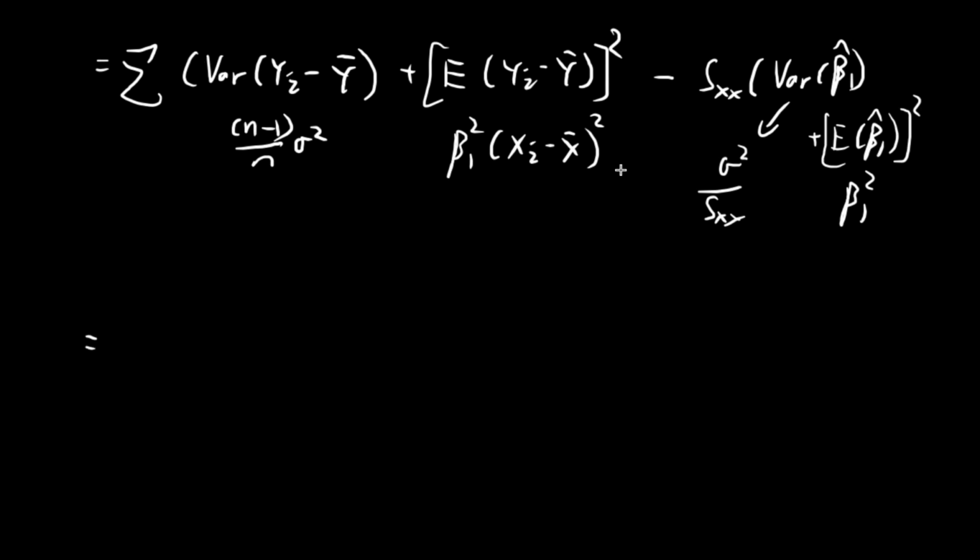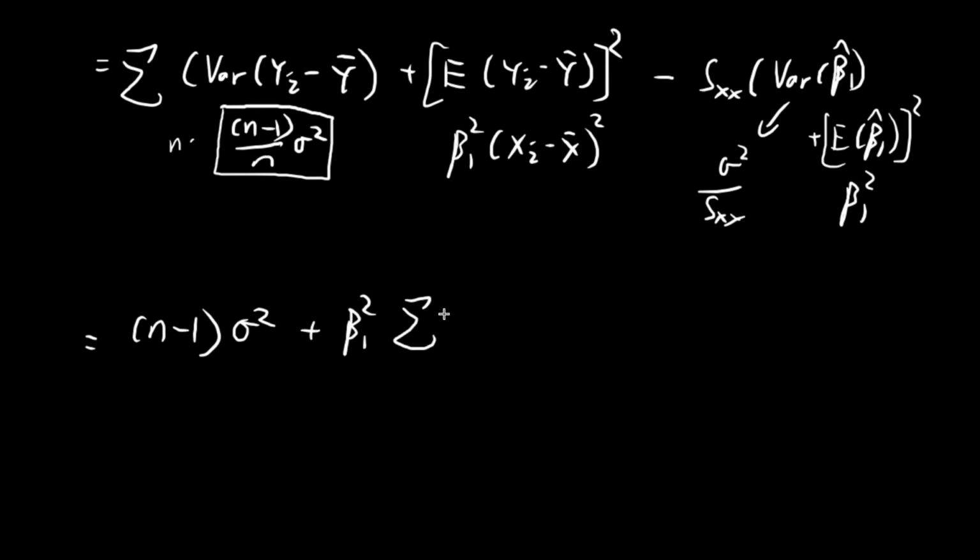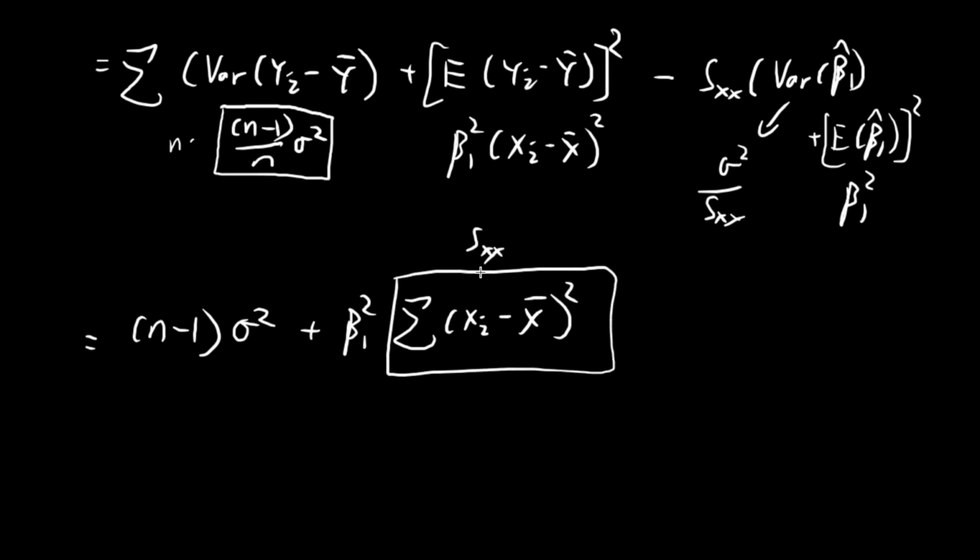So now we can evaluate the sum. First of all, we have n copies of these n minus 1 divided by n terms, so it's just n times this term, so we just have n minus 1 times sigma squared. And then for this second term over here, I'm just going to pull out the beta 1 squared, and we have the sum of xi minus the sample mean of x, whole squared. Now this term is just equal to s double x. So remember, s double x is the shorthand I use for this expression.